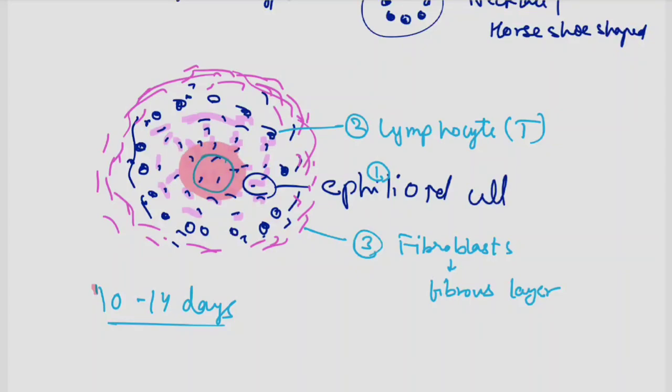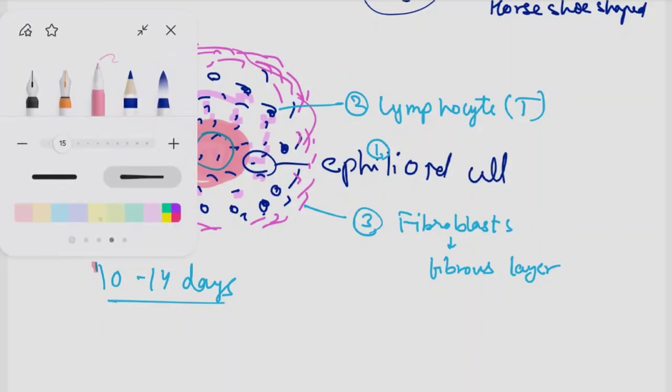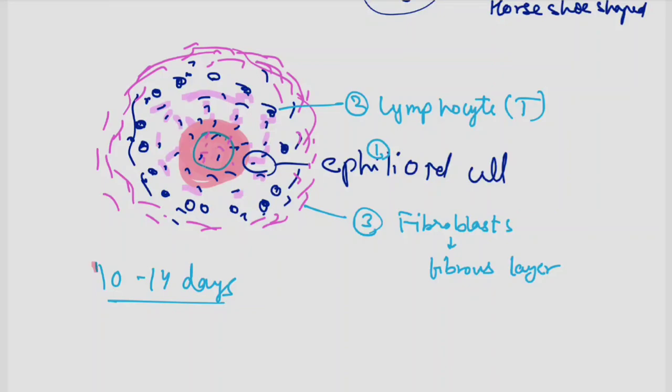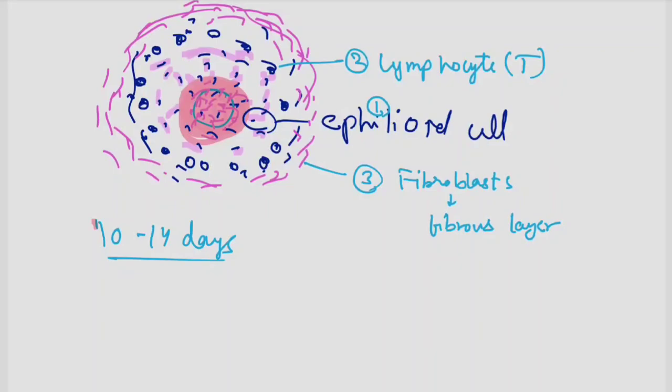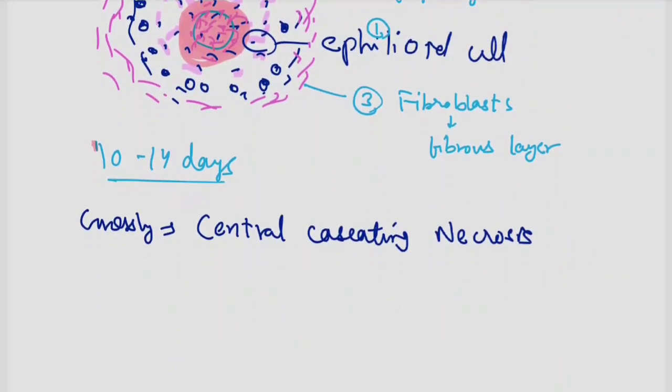How does this necrosis look? In the H&E slide, we will see a pinkish eosinophilic structure having eosinophilic fragments like this. Overall, when we see it grossly, we will find central caseating necrosis. So when there is necrosis in this whole granuloma, it is called a soft tubercle.